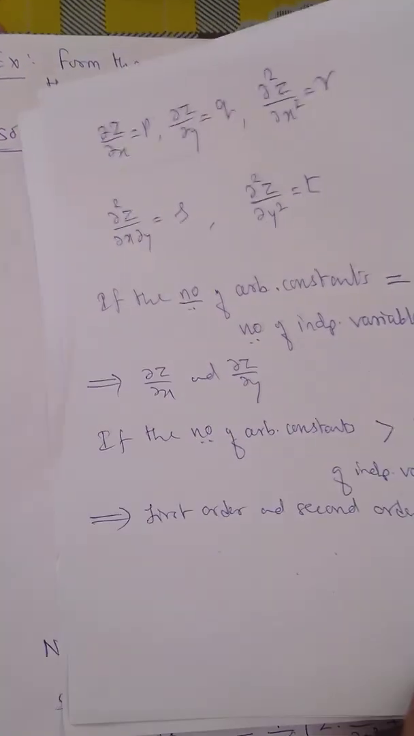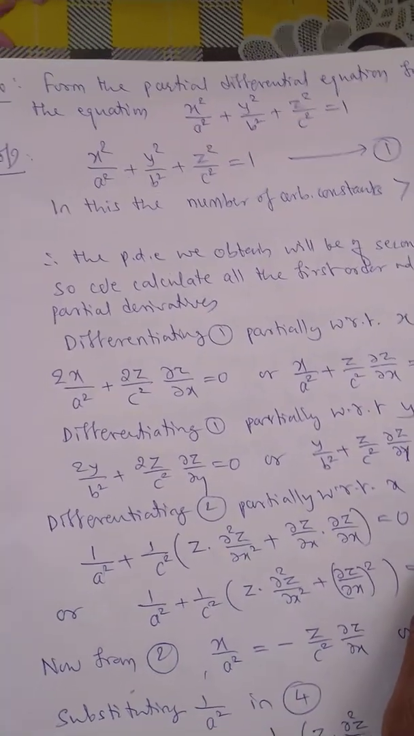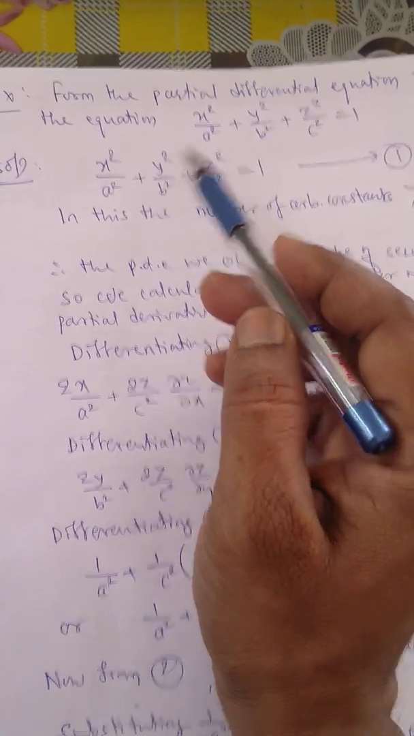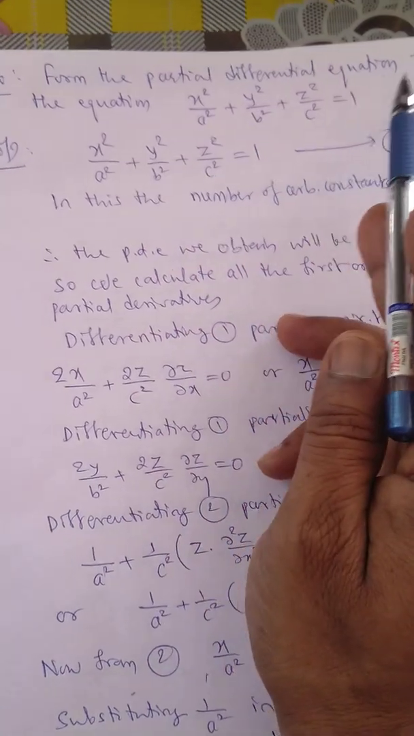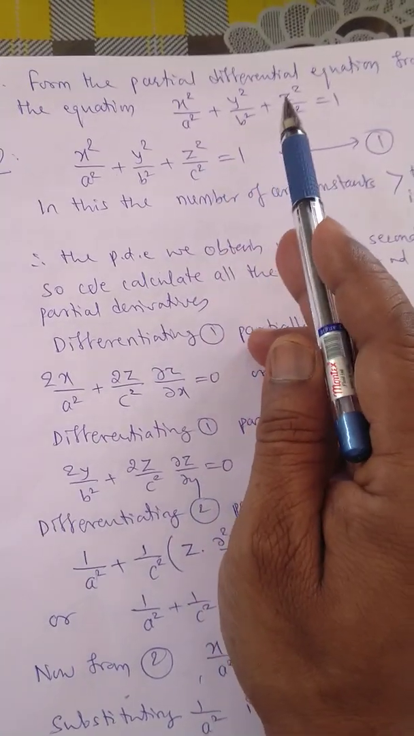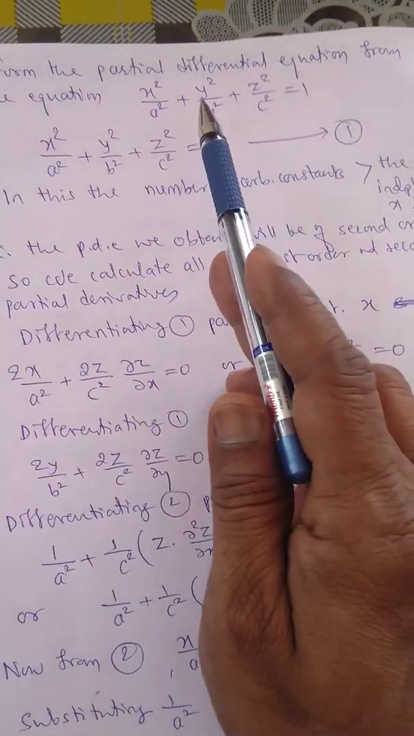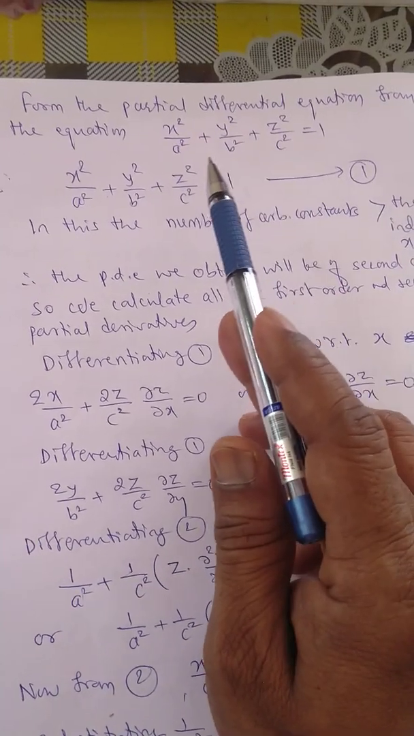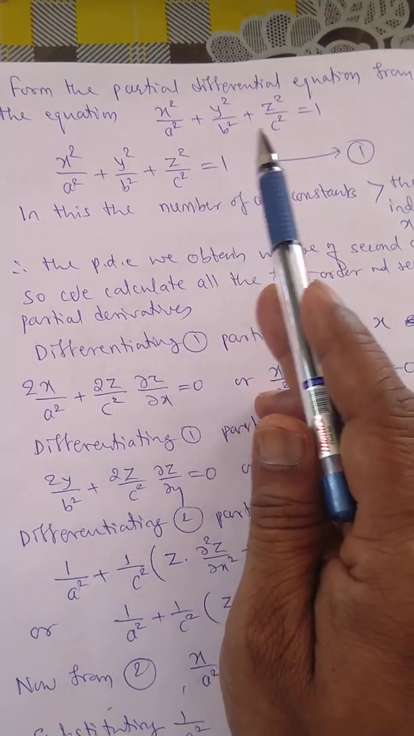Yesterday and in the previous discussion we discussed some examples, and in continuation with the previous discussion, let us discuss a few more examples. Form the partial differential equation from the equation x²/a² + y²/b² + z²/c² = 1. In this we have three variables x, y and z, and three constants a², b², c².